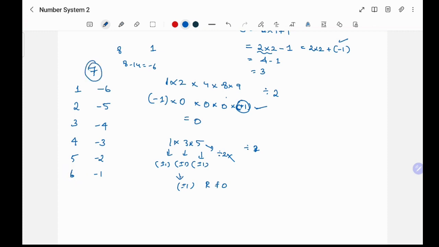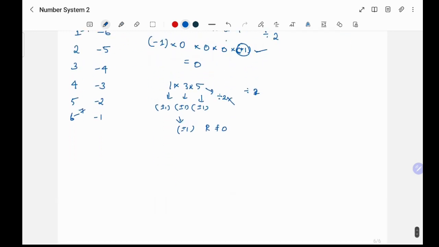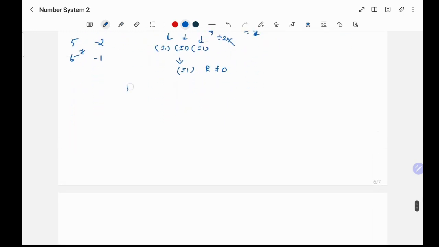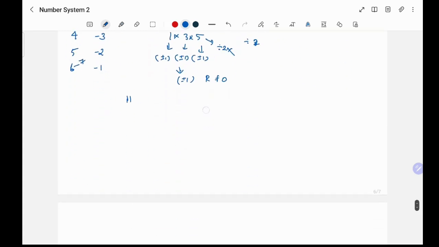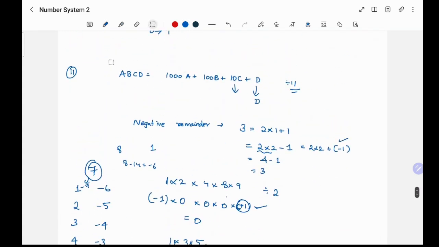So this is one example for 7. Similarly, for other numbers you can write it similarly. This is nothing but the remainder minus the original number. Everywhere you see this minus 7. Okay. So for 11 now we can see. To prove this, I'll take this.